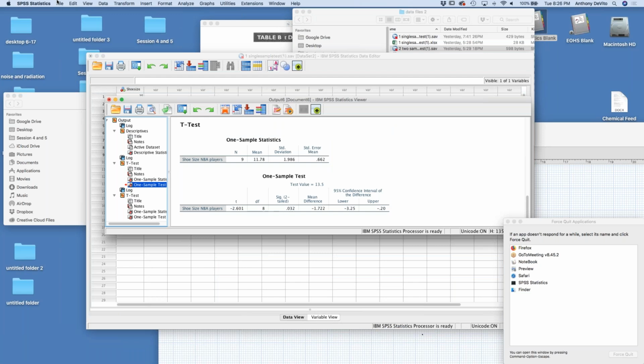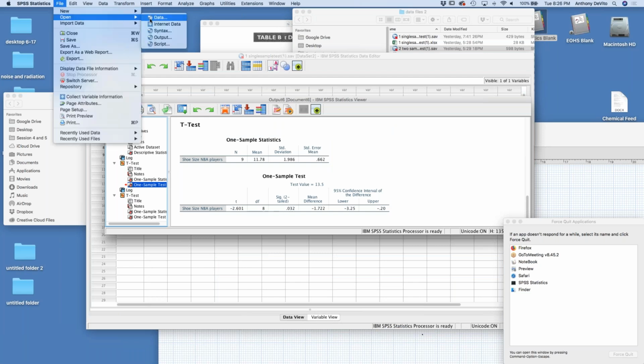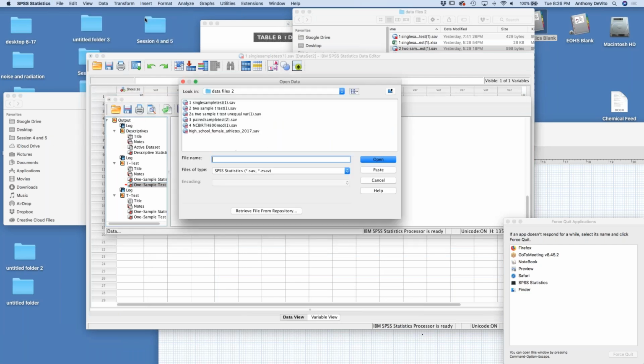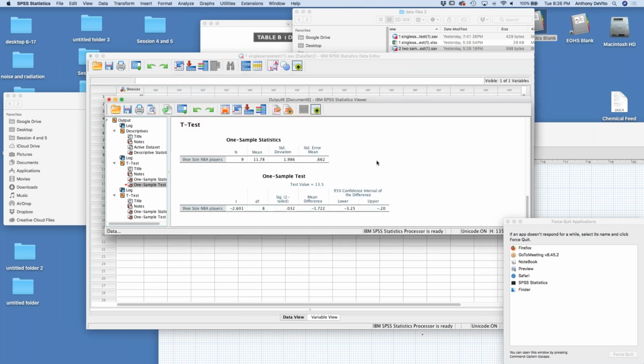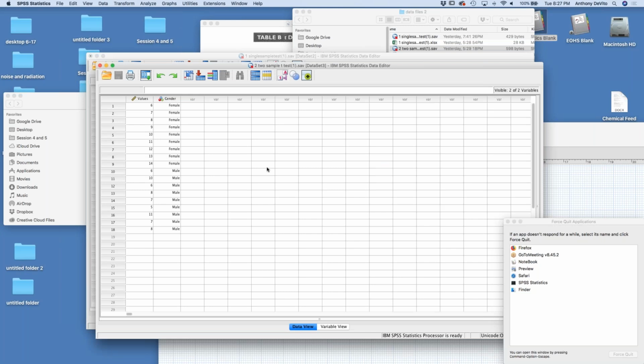Okay, and this time I'm going to do this a little bit differently. I'm going to say open data, and I'm going to navigate to that folder, which is on my desktop, data files. So I'm going to open up this 2-sample t-test. There we go. Okay, so now in this one, I have two groups.